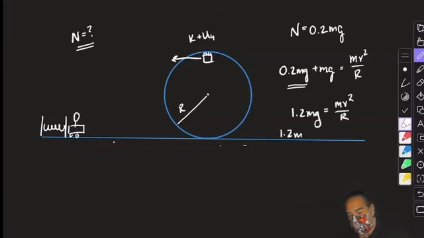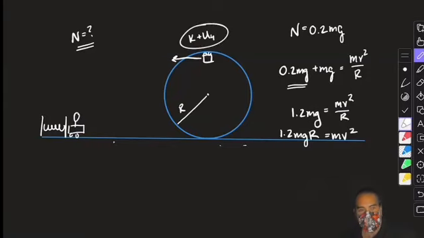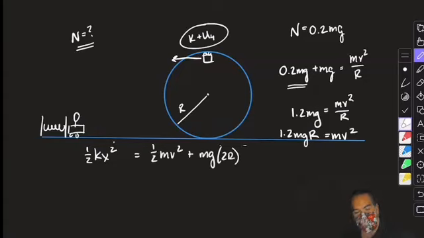So 1/2 mgr equals 1/2 mv squared. I leave it like this because I know the future of this problem is going to have kinetic energy in it. And kinetic energy is 1/2 mv squared. So rather than solving this all the way for v, I leave it as mv squared. So that when I say 1/2 kx squared for the spring equals 1/2 mv squared plus mgh for the loop, I have a substitution that's a little bit easier for me to do.